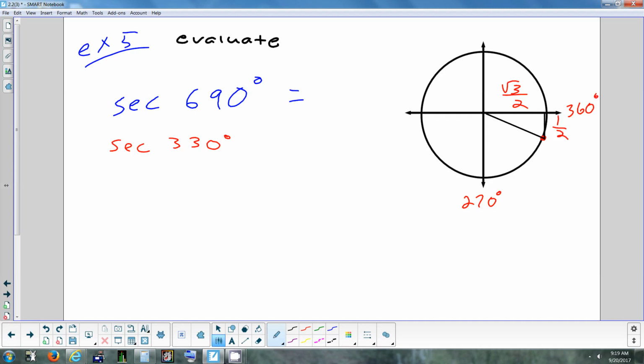So now I know the x-coordinate has something to do with root 3 over 2. The y-coordinate, something to do with a half. We just got to be careful with negatives. So how about Cameron? What would be my coordinate for 330? 1/2, root 3 over 2. In that order?